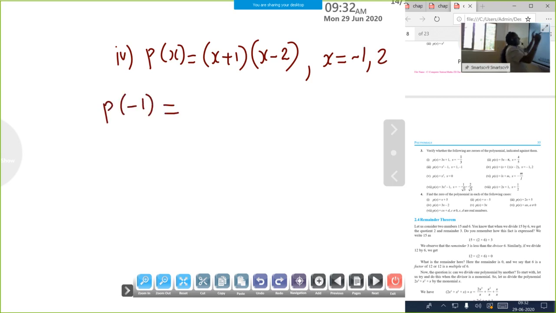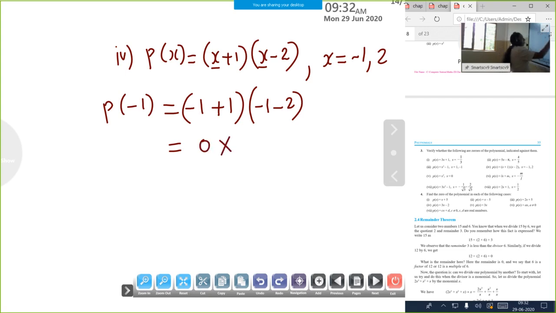P of minus 1 equals two brackets over there. In the place of x, you need to substitute the value. Here the x is there. We need to substitute there minus 1 plus 1. Close the bracket. Again second bracket, here also x. We need to substitute the value minus 1 minus 2. Okay. Then solve the bracket. What is minus 1 plus 1? 0 into minus 1 minus 2, which is minus 3. What is 0 into minus 3? Is 0. We got the answer 0.